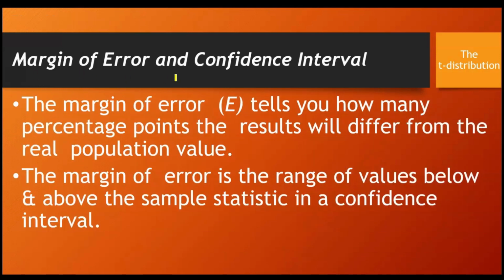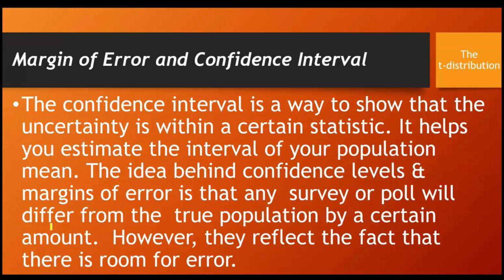We also use the t-distribution in finding the margin of error and confidence interval of our population mean. The margin of error, denoted by the capital letter E, tells you how many percentage points the results will differ from the real population value. The margin of error is basically the range of values below and above the sample statistic in a confidence interval. Now, speaking of confidence interval, we use the margin of error in finding the confidence interval. The confidence interval is a way to show that the uncertainty is within a certain statistic. It helps you estimate the interval of your population mean.